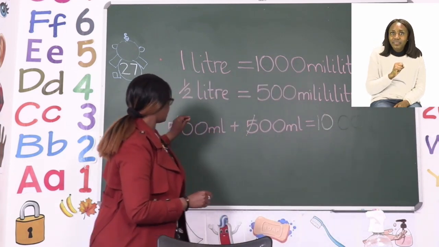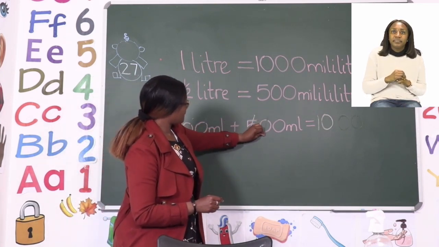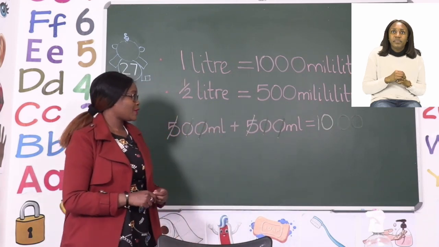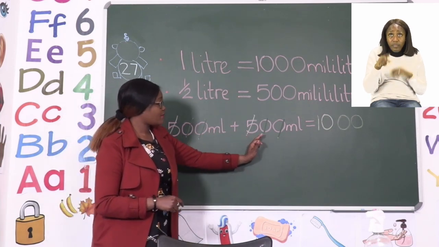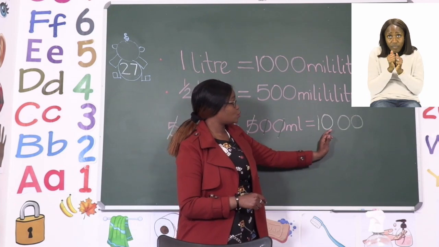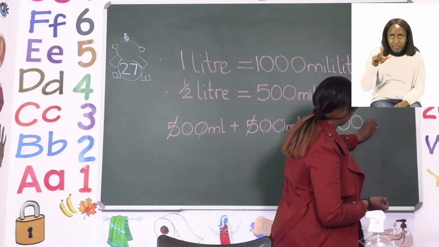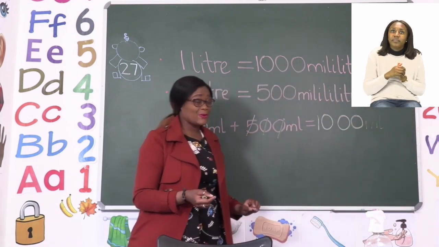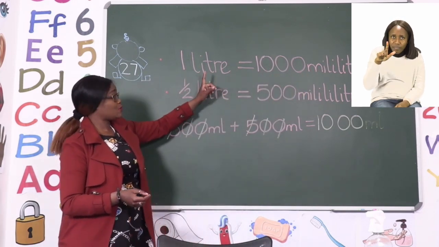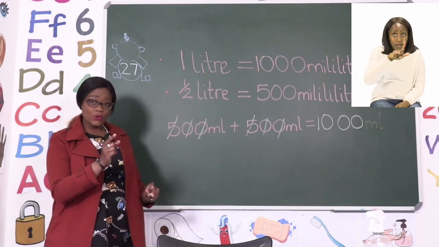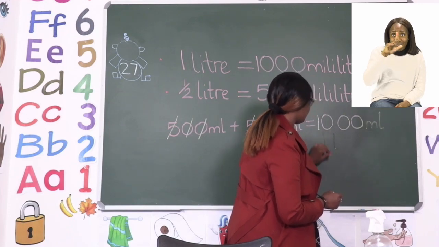And then we can cross them out. And this one, there we go. So we now know that 500 milliliters plus 500 milliliters equals 1,000 milliliters. And remember our golden rule, the one on top, that says 1,000 milliliters is equal to 1 liter. So you can also go ahead and put your answer in liters as well.